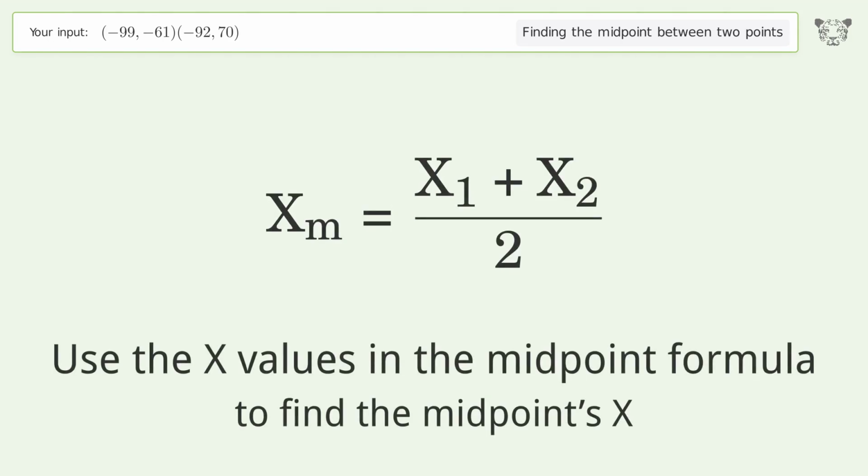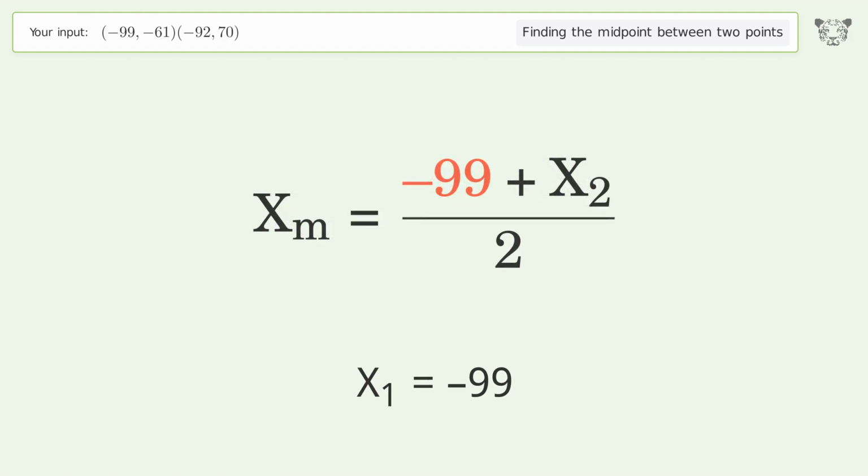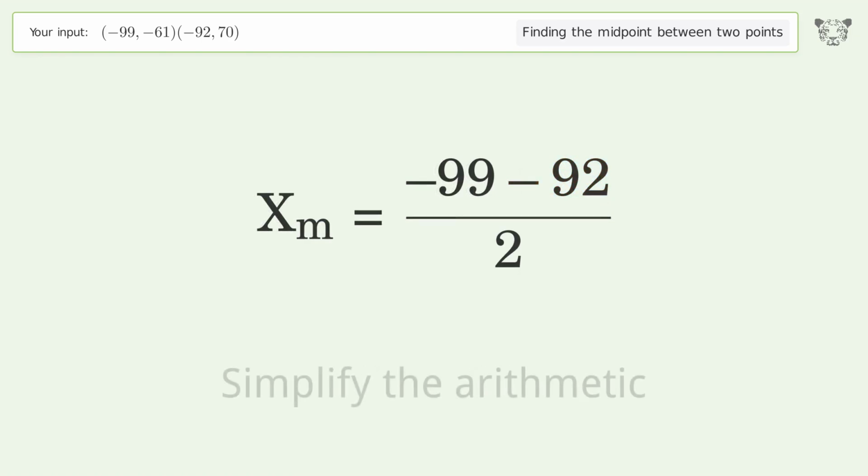Use the x values in the midpoint formula to find the midpoint's x. x1 equals negative 99. x2 equals negative 92. Simplify the arithmetic.